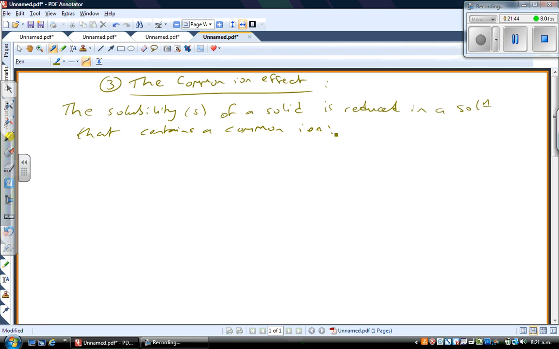So let's take a look at an example. Say we have a solution of sodium chloride, so good old salty water. So say we have a solution of NaCl, and its concentration is 0.1 moles per liter. So instead of it being pure water, as you would normally have for making your aqueous system, we're now using salty water. And then we're going to try and dissolve our silver chloride solid.